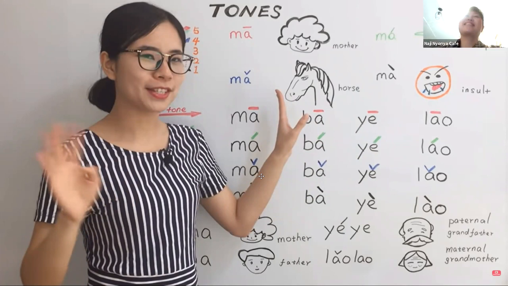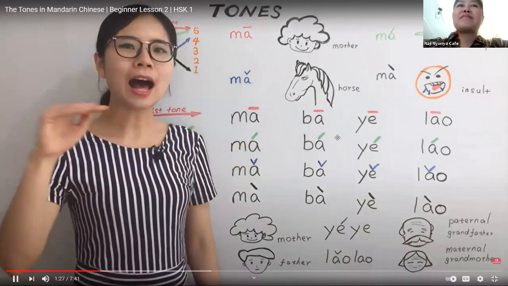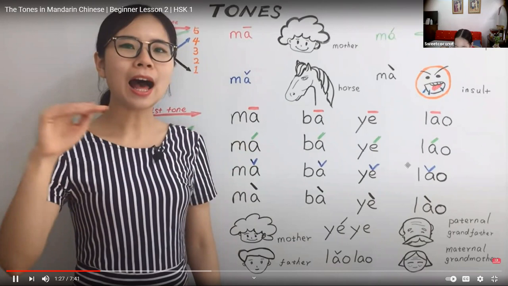Okay, the first tone is known as the high-level tone. For each tone, I will use a hand signal to mark what tone it is. The first tone is pronounced in the upper range of your normal speaking voice. It's like when you go to the doctor and they have you open your mouth and go, ah. Here are some examples, and I will go over each one 3 times. Please repeat after me. Mā, mā, mā.